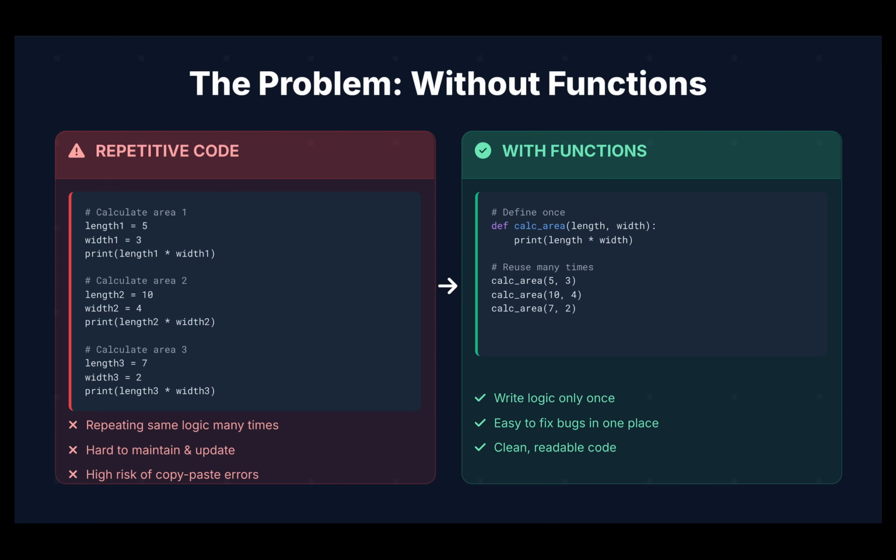This is to introduce you the motivation for functions. Without functions, the same logic gets repeated again and again. In this example, the code for calculating area is written 3 times with different values. That may look manageable in a tiny script, but in a real system, it becomes hard to maintain, hard to update, and easy to break through copy-paste mistakes. The function version helps solve that by defining the logic once and then reusing it.